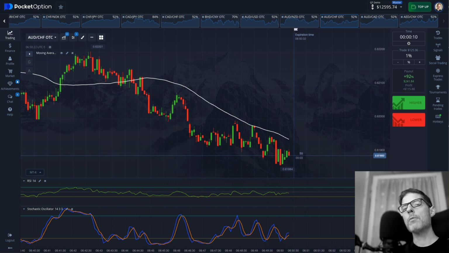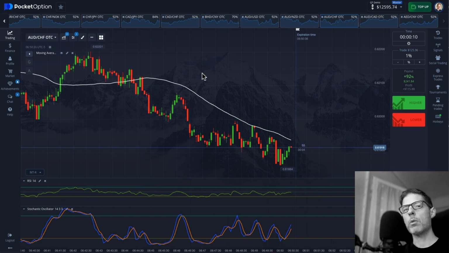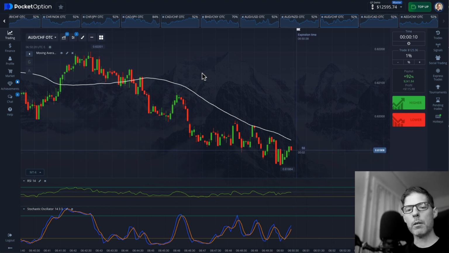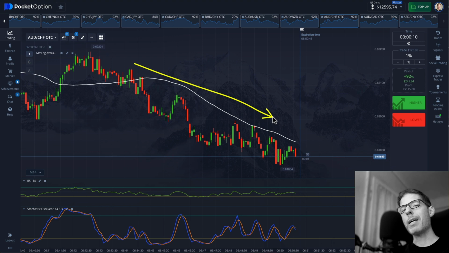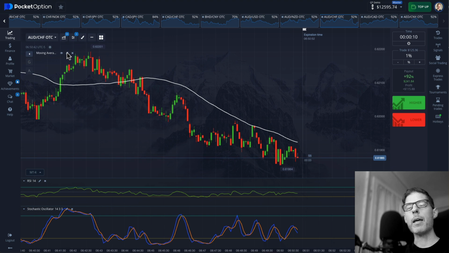So what we're looking for here is an overall trend, whether that's up or down. Just like we see here, we can clearly see that this is a downward trend right here. And so either downward or upward. Now we can use a 50 EMA to help us identify that.